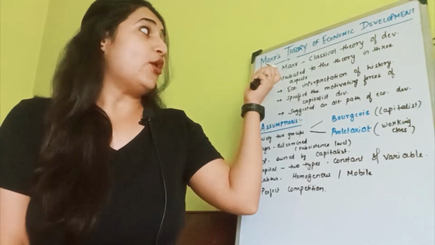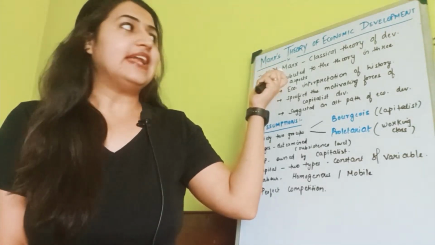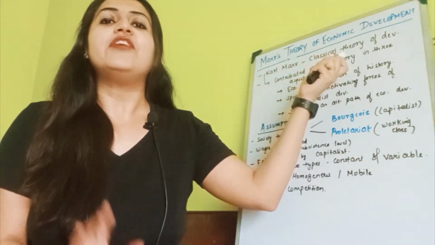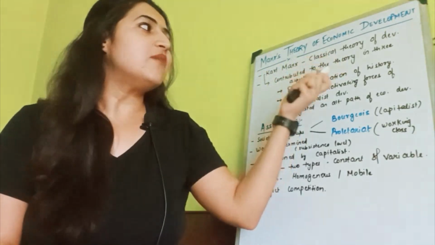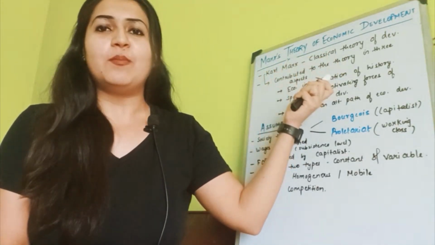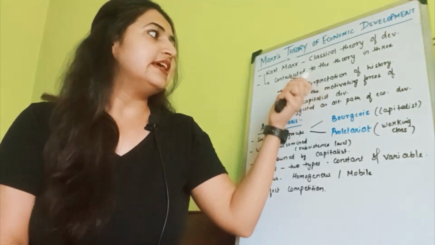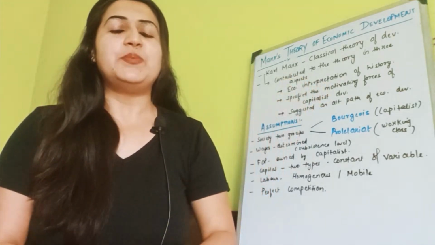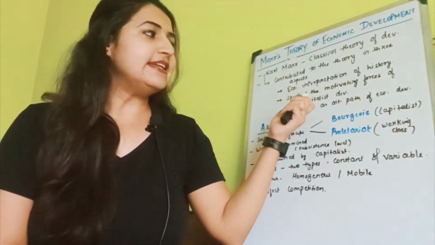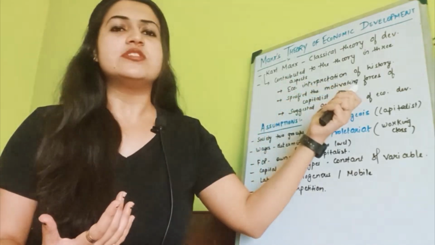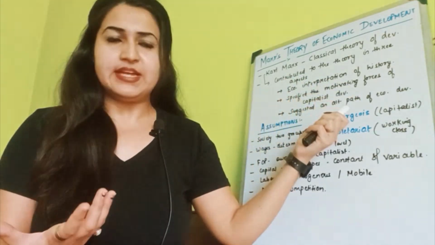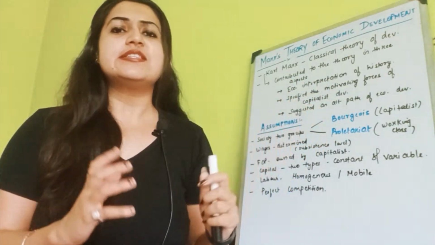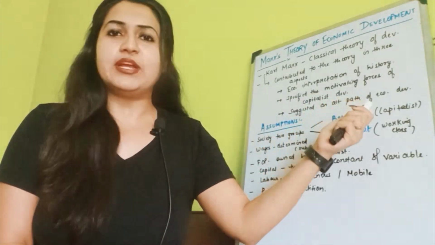So this theory was given by Karl Marx and it is one of the classical theories of economic development. Now Karl Marx contributed to this theory of economic development in three ways. That is, it's an economic interpretation of history. Second is, it specified the motivating forces of the capitalist development. And third is, it suggested an alternative path of economic development.